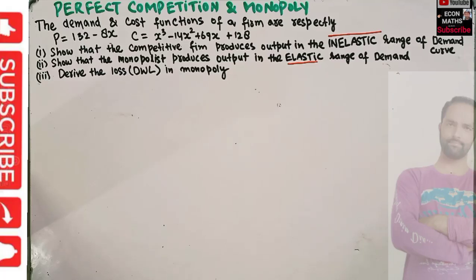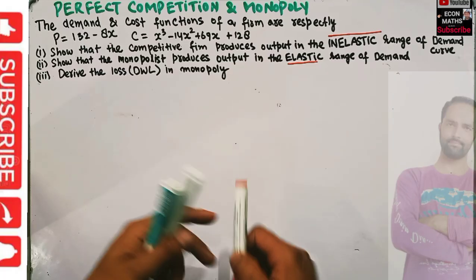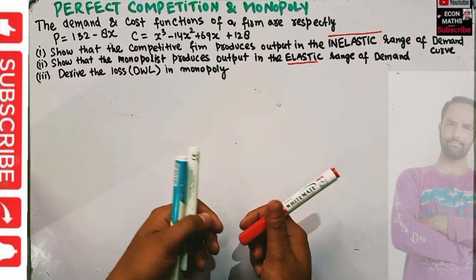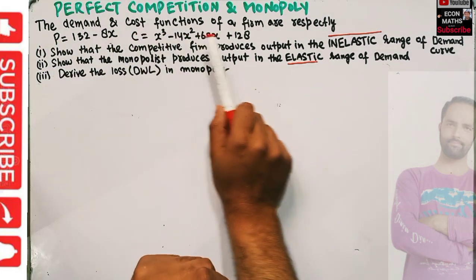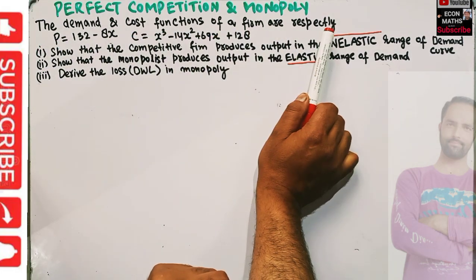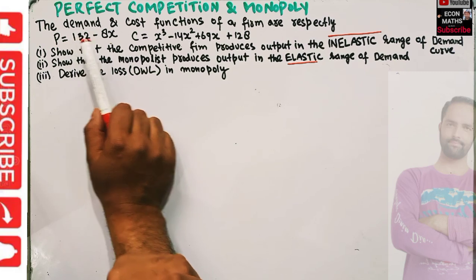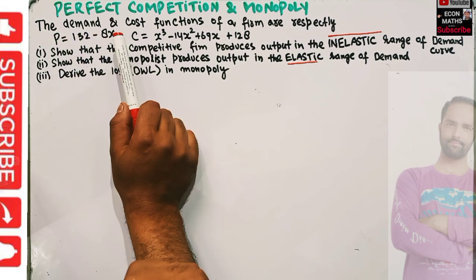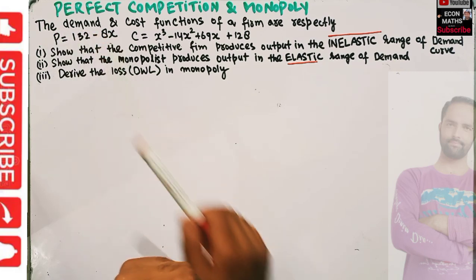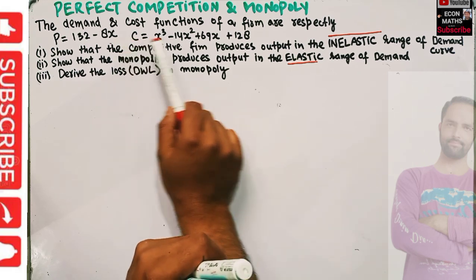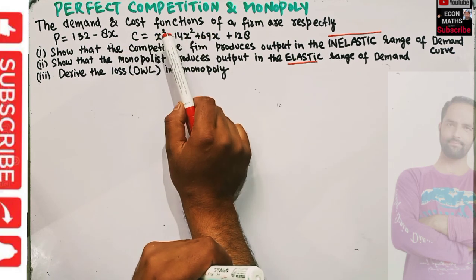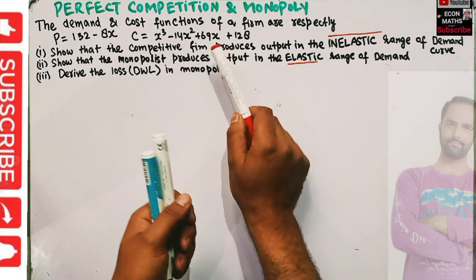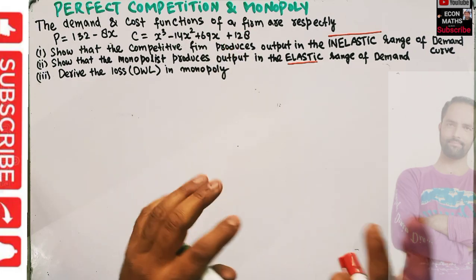In this video, we will solve a question that was asked by a person on Telegram. The question is like this. The demand and cost functions of a firm are given respectively as P is equal to 132 minus 8x is our demand function, where P is the price and x denotes the output, and the total cost of the firm is given as x cube minus 14x square plus 69x plus 128.